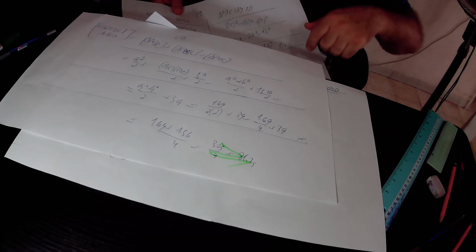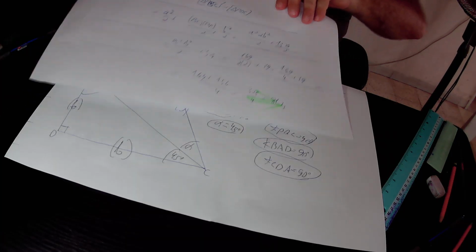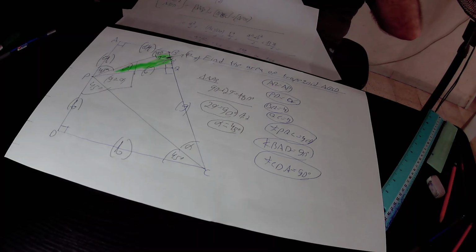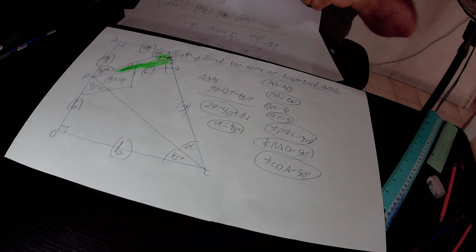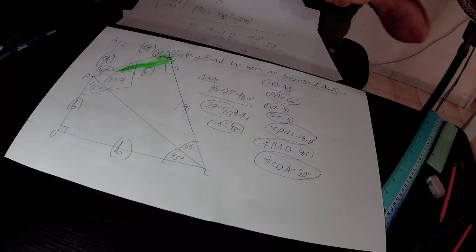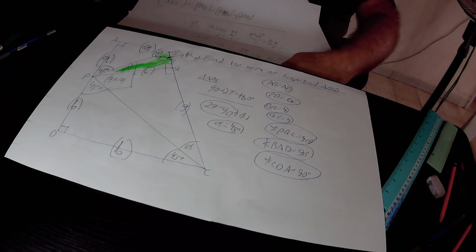325 over 4 is 81.25 square units. So in total, the area of this trapezoid ABCD is equal to 325 over 4 square units, so in terms of numbers, the area of this trapezoid ABCD is equal to 81.25 square units. Okay, thank you very much.